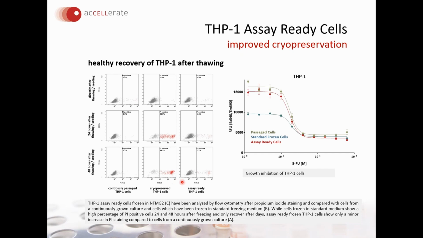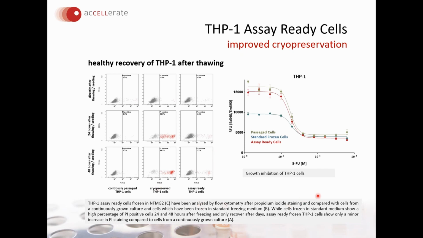With this optimized freezing procedure, we have established different freezing media in an individually optimized cryopreservation protocol for THP1 cells. We were able to overcome this crisis the cells are going through. So even after 24 and 48 hours, there's no significant increase of PI positive cells. There are a few, but not as many as you see from a standard process.